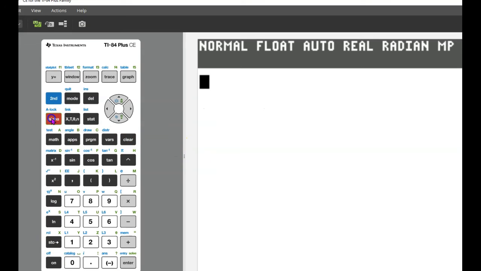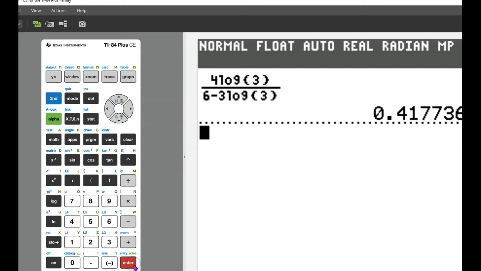So I'm going to do a fraction again, green x, 4 log of 3, parentheses, 6 minus 3 log of 3, parentheses, enter, 0.4224.